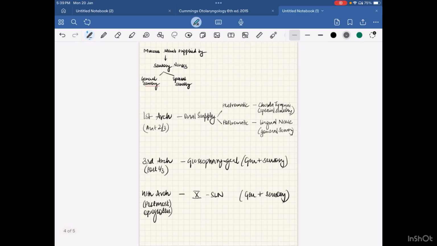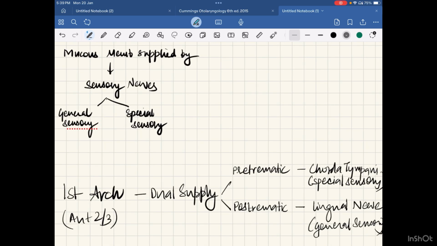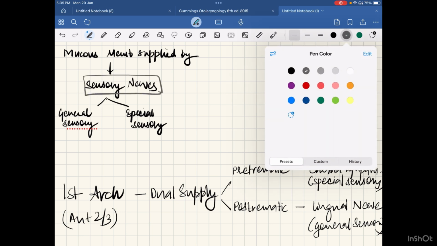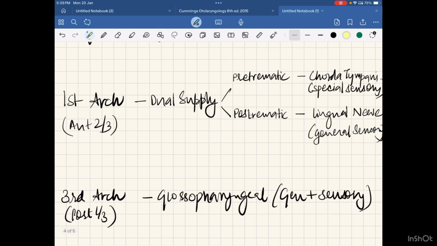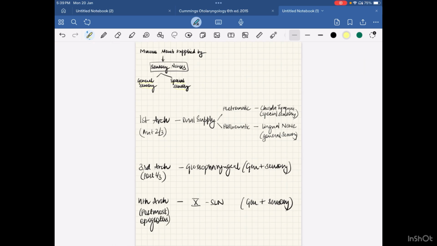Next, the tongue is supplied by sensory nerves. Okay, so the sensory nerves have both the general sensation and the special sensations. Now we all know it is formed by what? By the first arch, third arch, fourth arch. So first arch has a dual supply, that is pretrematic and posttrematic. What is pretrematic? Pretrematic nerve is a nerve that runs along the caudal border of pharyngeal arch, whereas posttrematic is the one that runs along the cranial border of the pharyngeal arch.